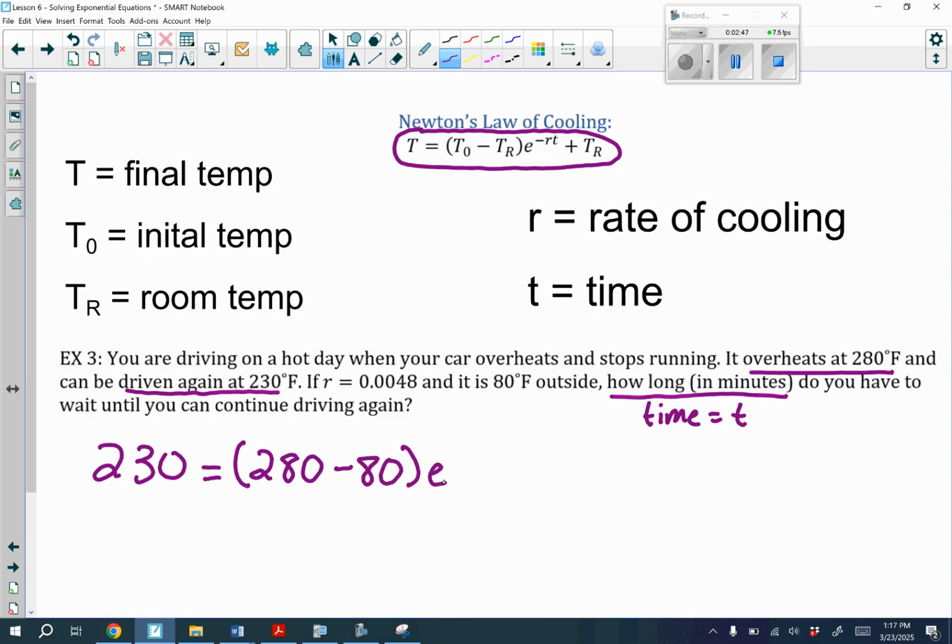Now, E stays E. Our rate, they already told us what that is, so we keep it as that decimal. But notice there is a negative in front of the R, so make sure you have that. So we have negative 0.0048. Remember, we're trying to solve for T. And then we have plus T sub R, which represents our room temperature again, so that is 80. Okay, here's what I'm going to have you do. I'm going to have you pause the video so you can try to solve this equation on your own.